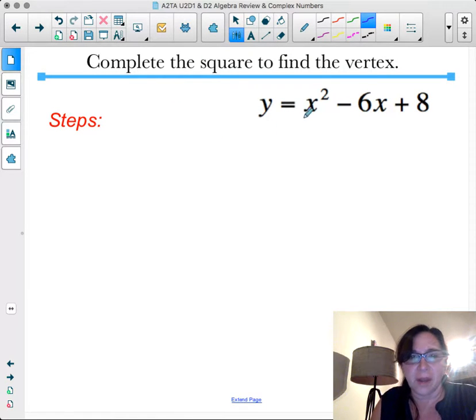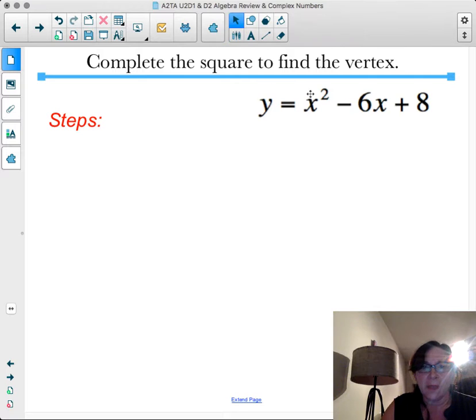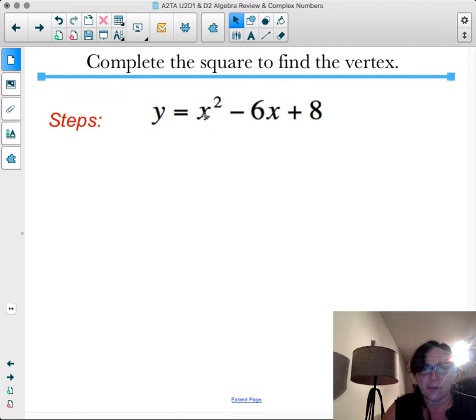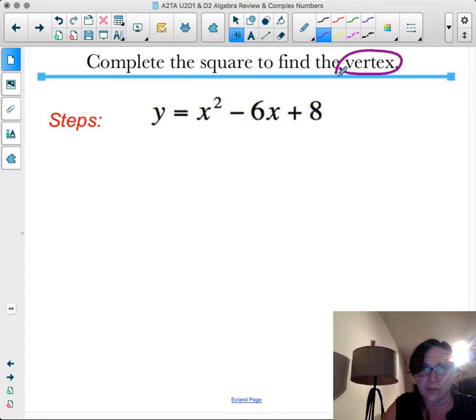Complete the square to find the vertex. Now this one, to find the vertex, we can use the shortcut method. But the other way we can find the vertex is to complete the square. So again, to find the vertex, you can use the shortcut, or you can complete the square.